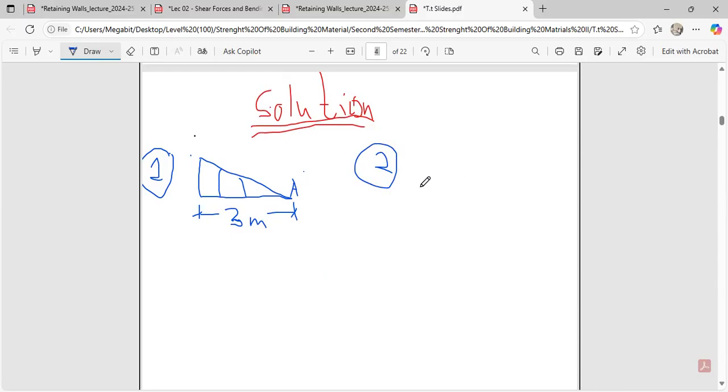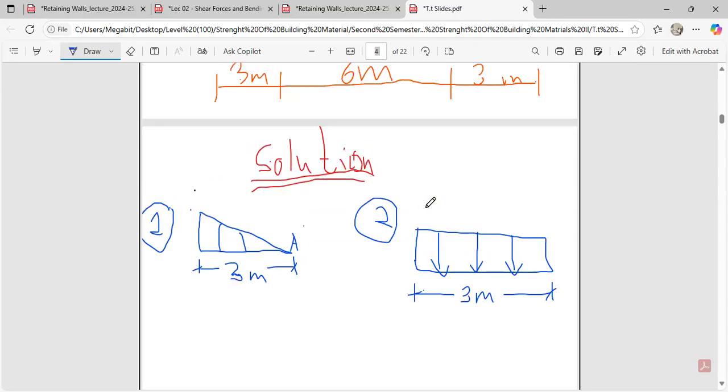In section 2, you realize it was a UDL. The section 2 was a UDL. Okay. And the UDL also has a span of 3 meters. That is the loaded length. Then let's consider the loaded intensity even before we move to section 3.